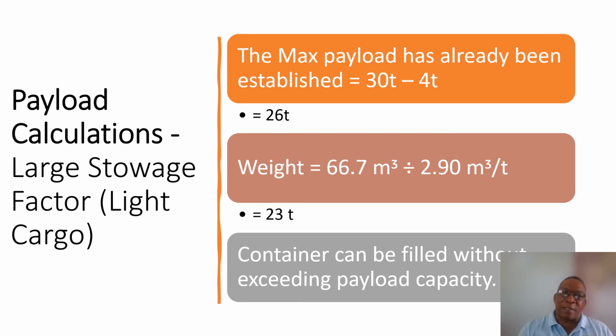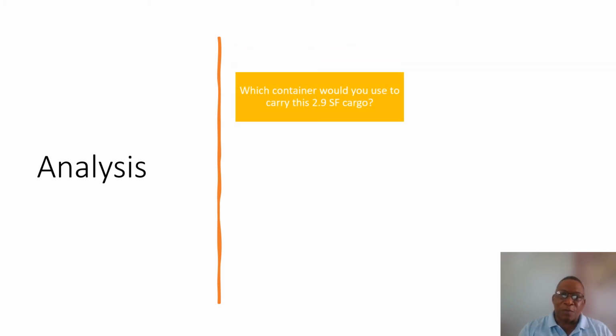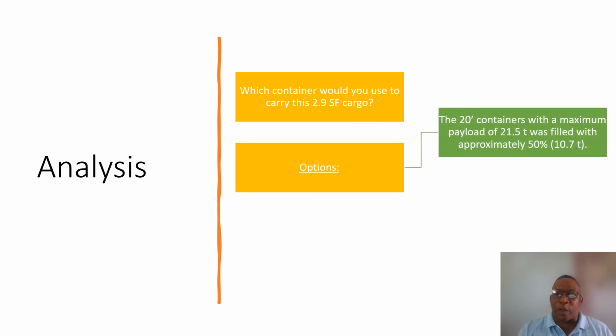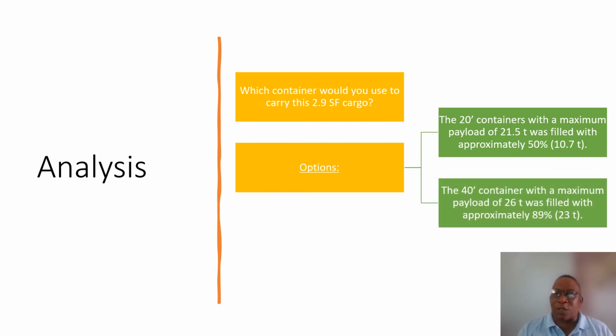Now let us analyze this scenario. Which container would you use to carry this 2.9 stowage factor cargo? You are given the option: a 20-foot container with a maximum payload of 21.5 tons, filled with approximately 50%, 10.7 tons. Or a 40-foot container with a maximum payload of 26 tons, filled with approximately 89%, which equates to 23 tons.